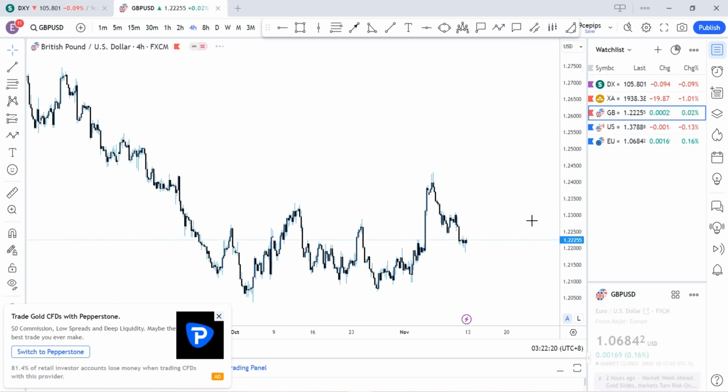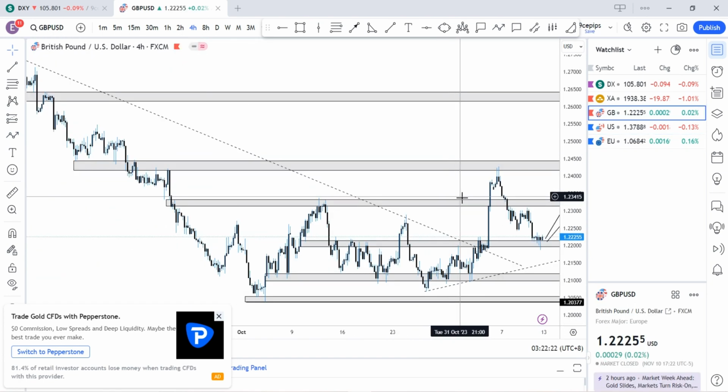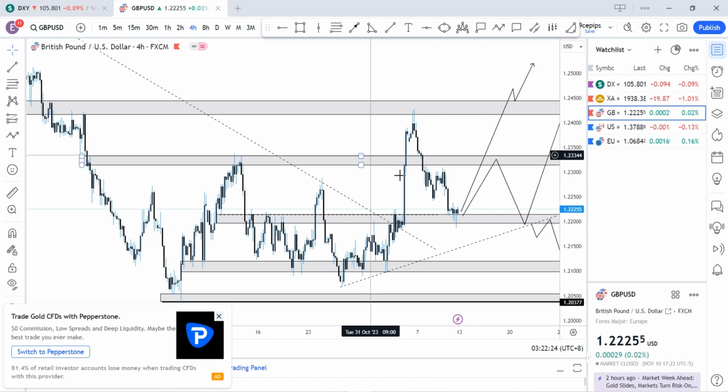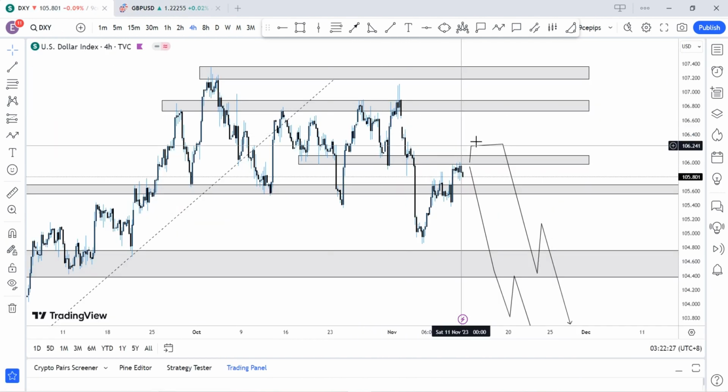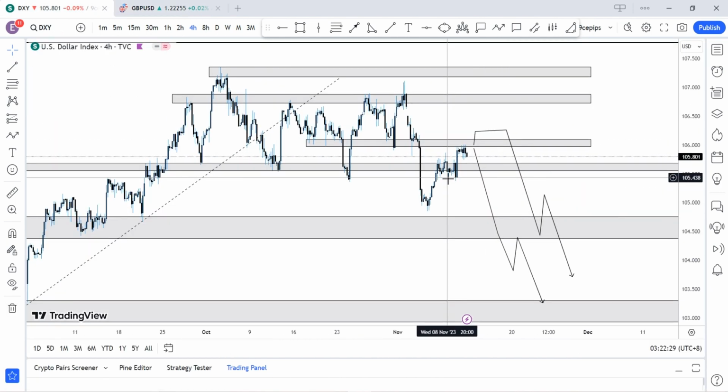My best setup is pound USD. I'm looking to see a bullish move on this one this week, and let's bag some pips, DXY to the downside. All right, see you guys during the weekend for a recap, and make sure you bag some pips this week. Ciao.